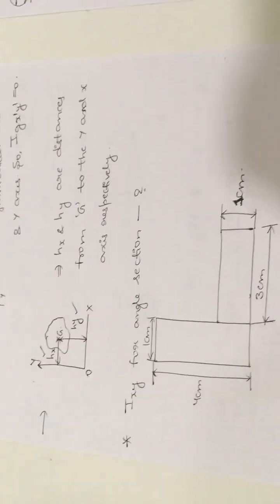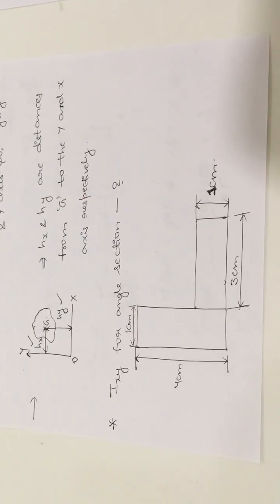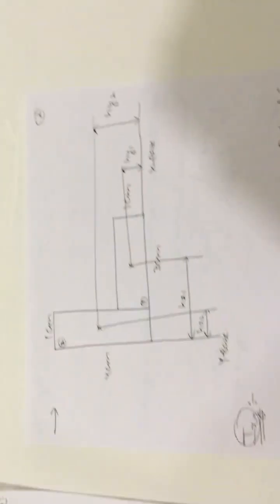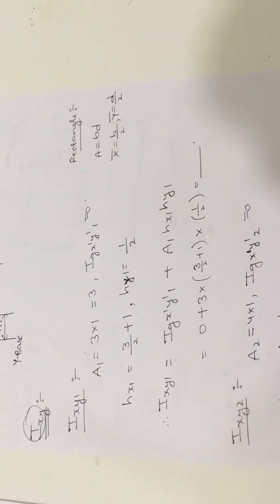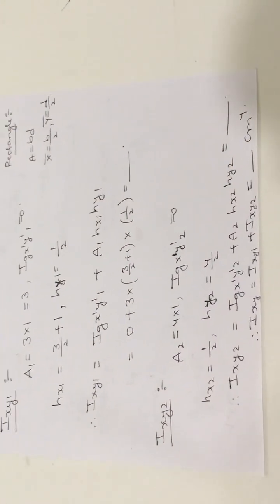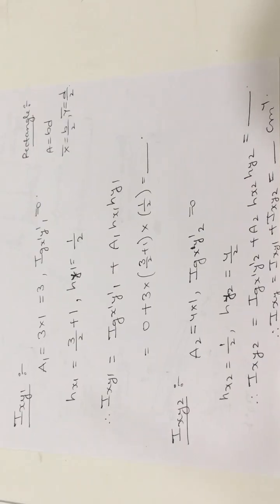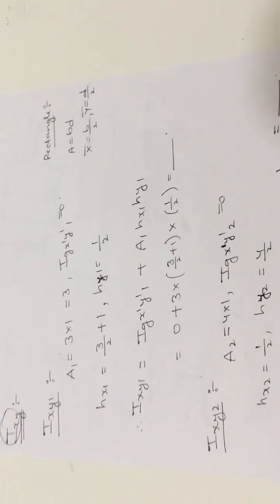So this is our problem. Once again see the given diagram and see the problem. So this is our problem for product of inertia. Now we will see mass moment of inertia.